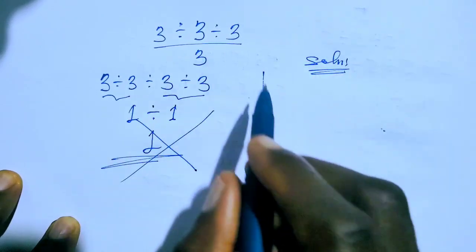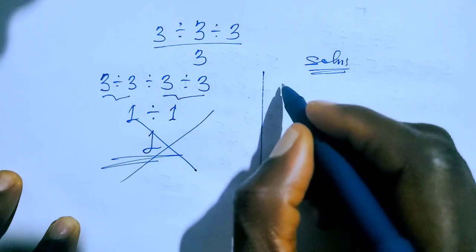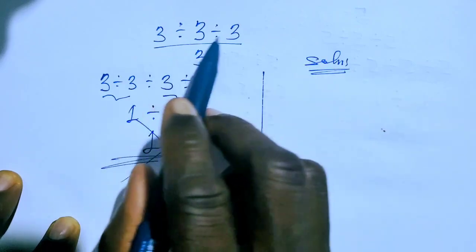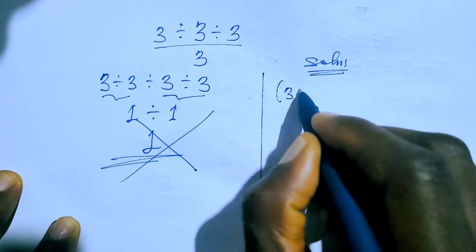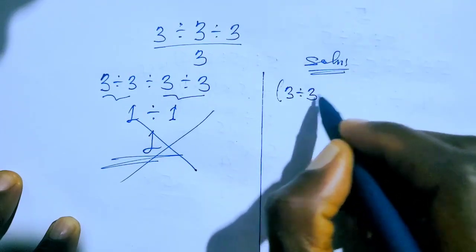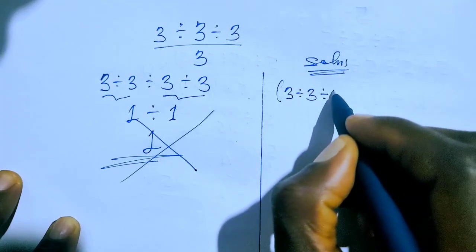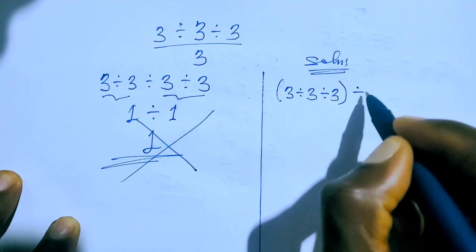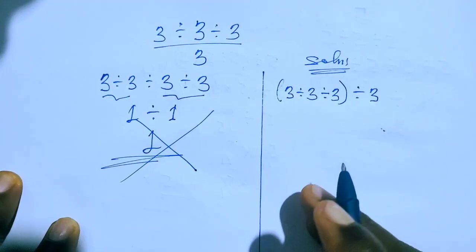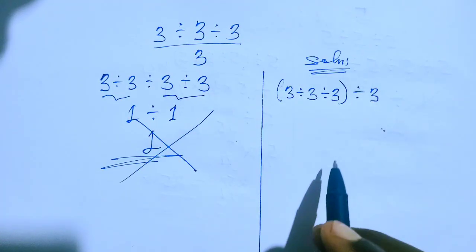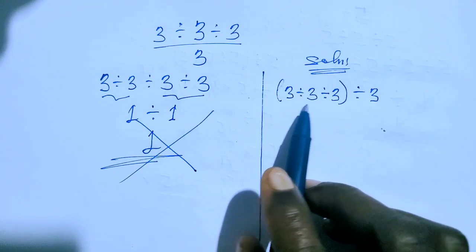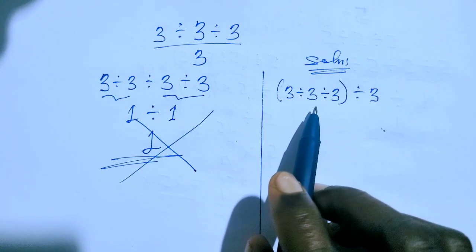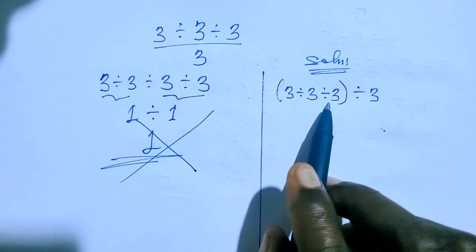This expression can simply be expressed as, you need to put this numerator expression in parentheses first. We have 3 divided by 3 divided by 3, then divided by 3. And at this point, according to the PEMDAS rule, we are going to first of all consider the expression in the parentheses first. As such, we are going to simplify this.